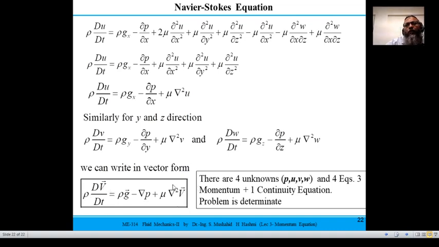And in the later part of the course we will explore each of the terms, and we have already seen that the problem here is determinate.